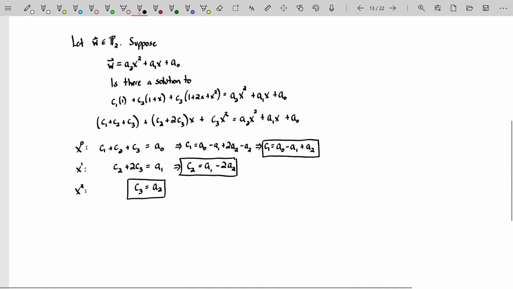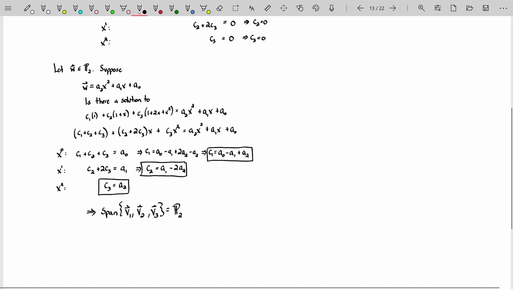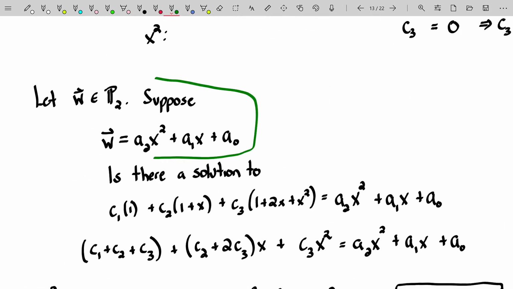That's a very mechanical way of doing it, but it does showcase that the span of those three vectors is p sub 2. It generates any vector in p sub 2. Now, off to the right-hand side, I'm going to show you a different way you could have done this, and we're going to start with this group right here. We're going to let w be in p sub 2, and we just want to know, can we generate that w from v sub 1, v sub 2, v sub 3?